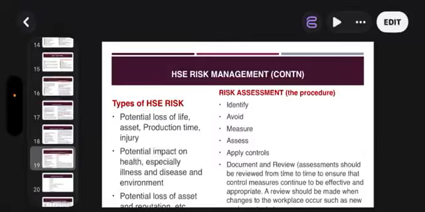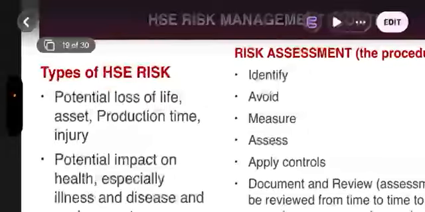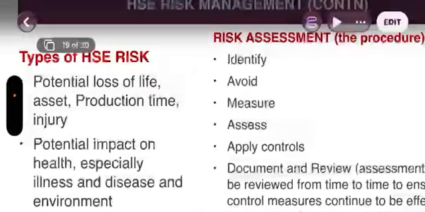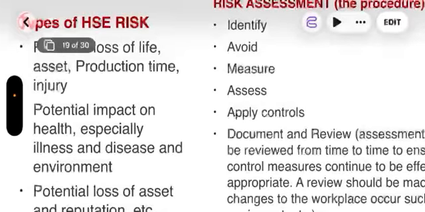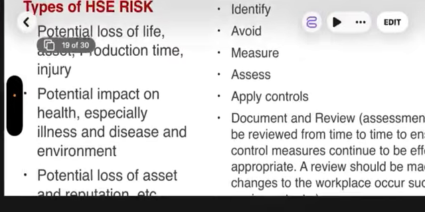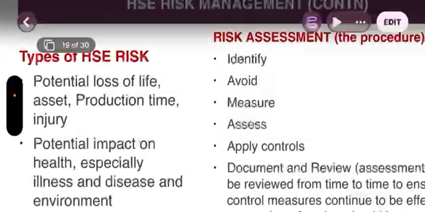So let's move to the next slide. Type of HSE risk assessment. Potential loss of life, assets, production time, and injury. Potential impact on health, especially illness and disease, and environment. Potential loss of assets and reputation. So if a risk assessment is not properly performed, these are the consequences. There's potential loss of life, asset, production time, and injury. There's potential impact on health.